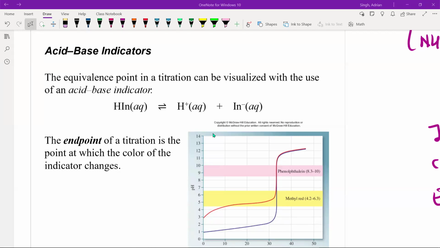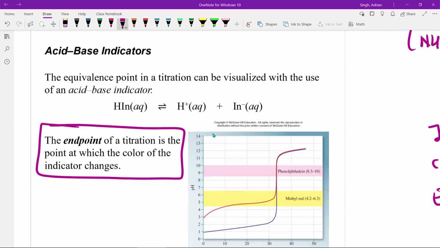of that titration, by looking at the color. So we refer to that as the endpoint. The endpoint of a titration is the point at which the color of that particular indicator changes color. So typically, your indicators tend to be a weak organic acid or base.